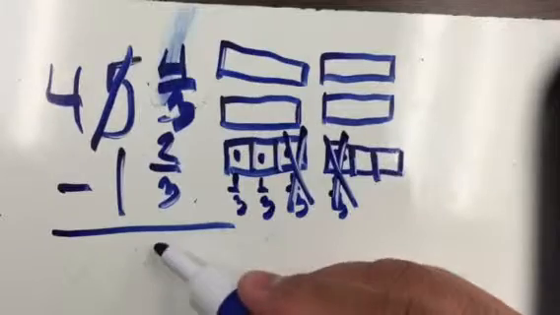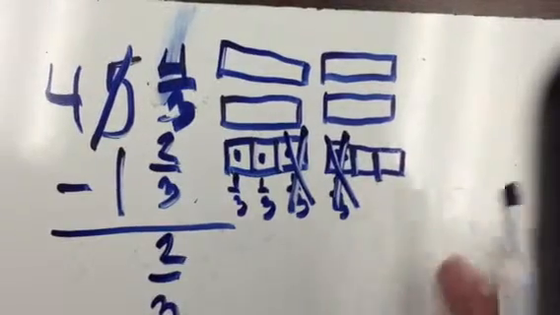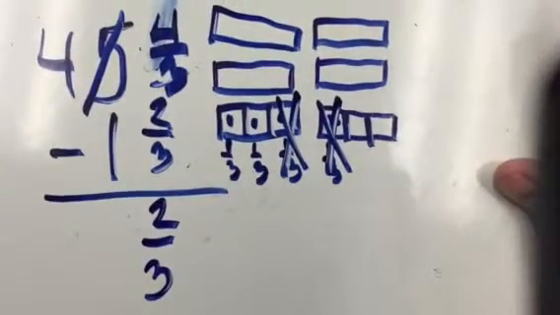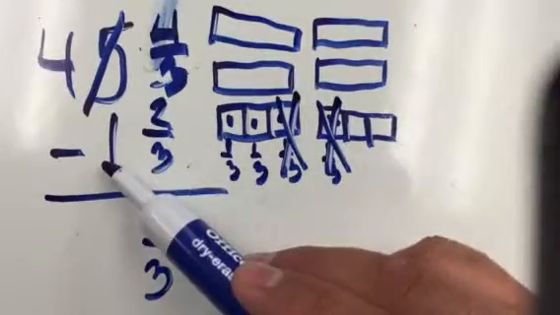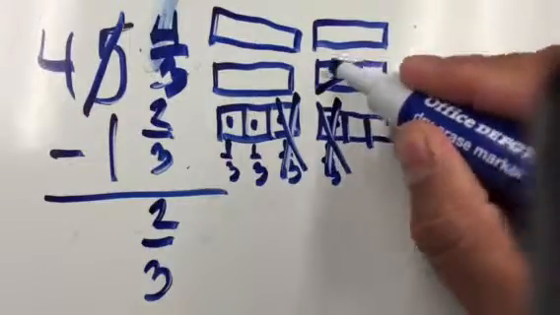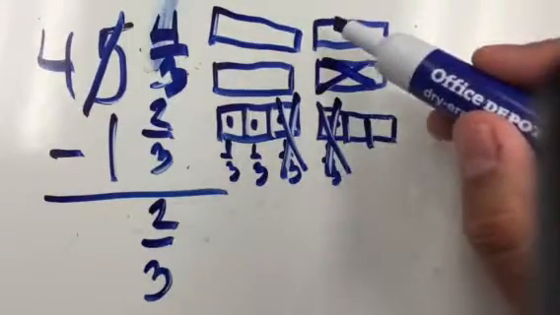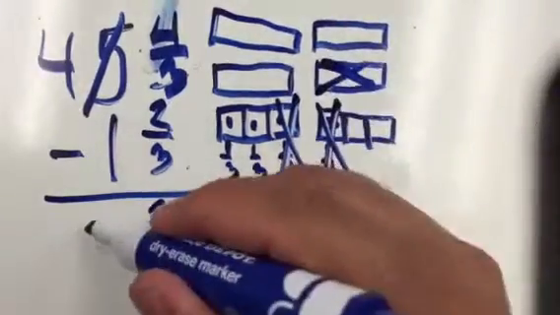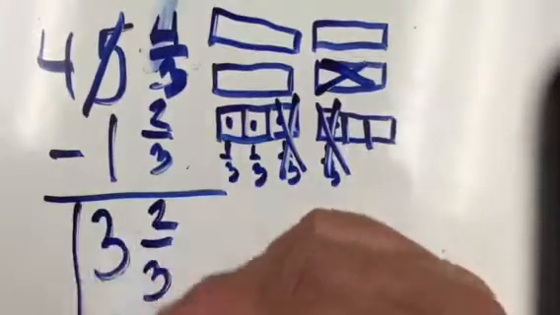So I have 2/3 left. Not done, I still have to subtract this whole number, 1. So let's subtract the whole number here. There we go. And I'm left with how many whole numbers? 1, 2, 3. 3 whole numbers.